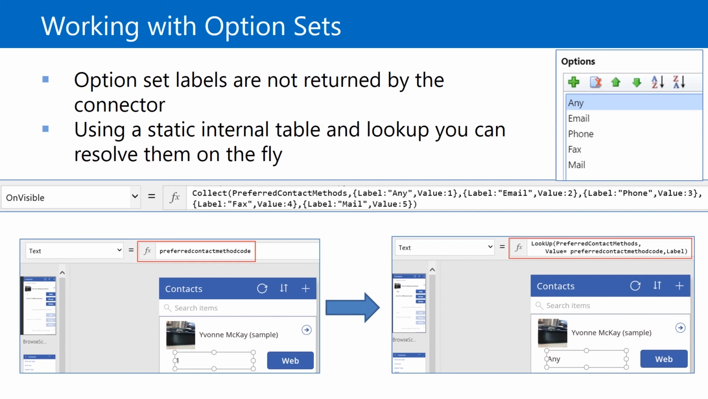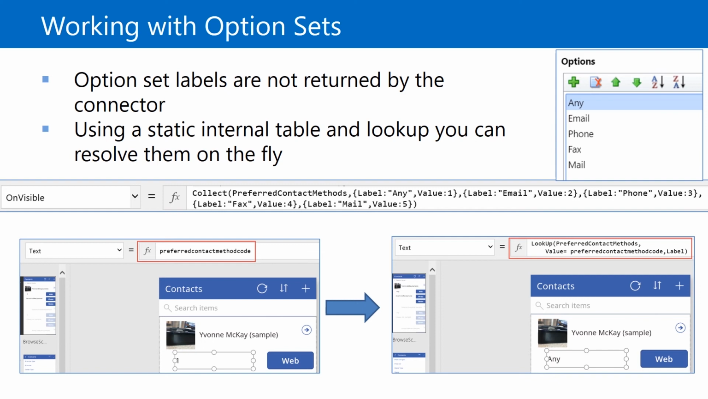So Any is a value of 1, the label for Email, value of 2, and what I do, you can see in the lower right-hand side, is I've changed that text field. Instead of referencing the preferred contact method code, what I do is a lookup on the collection that I've created.